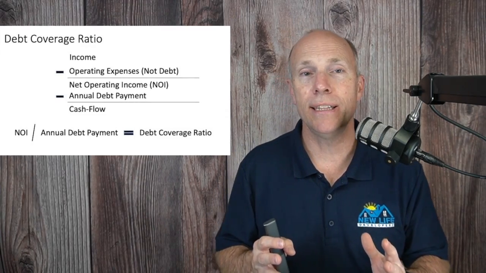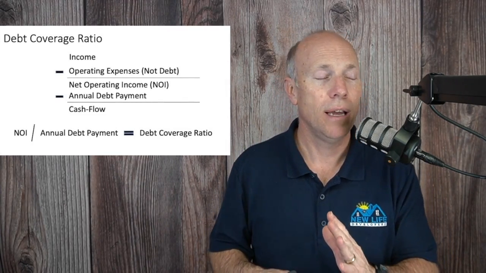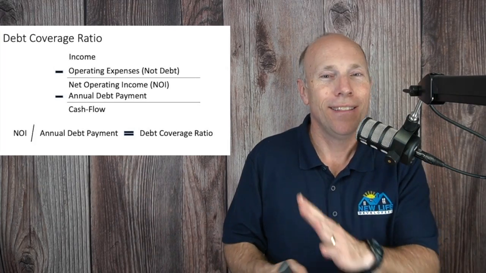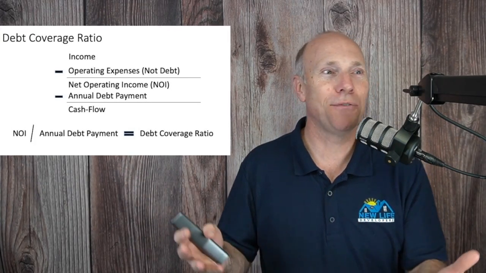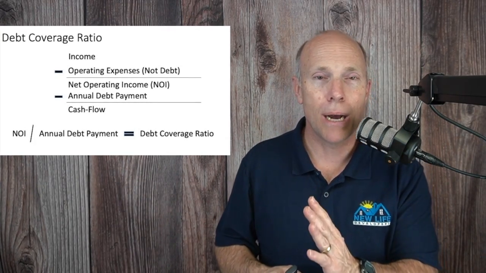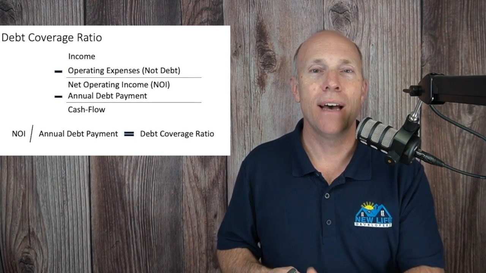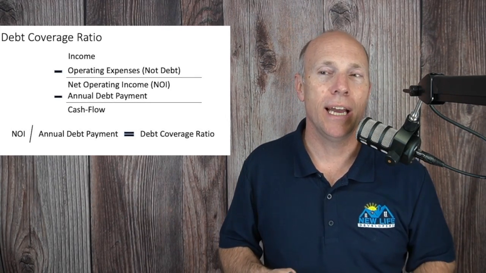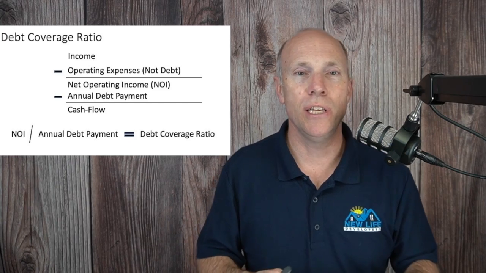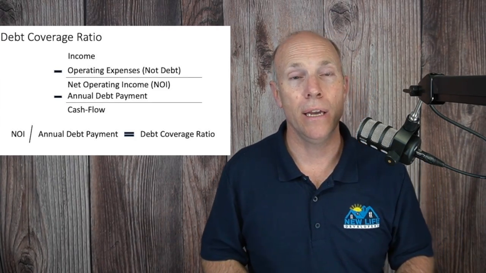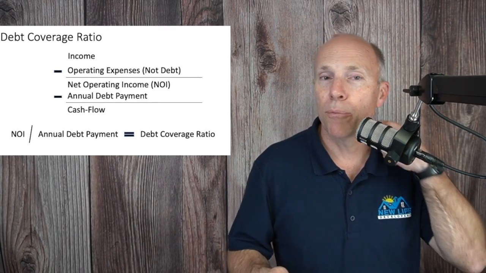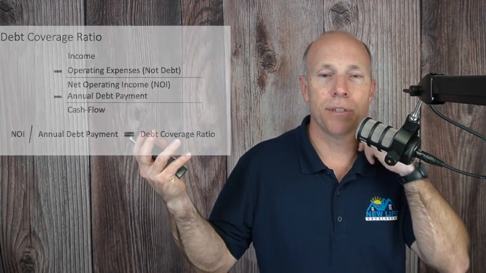The way you calculate that is you take the net operating income. I've been saying this for 25 years, I think I get it right. Net operating income divided by the annual debt payment is the debt coverage ratio. Now, this is not a percentage. This is just a multiplier. In a percentage, remember back to elementary school math, you have to multiply by 100 to get the number. You could do that if you really want, but I think you're smart, so you can figure this out.